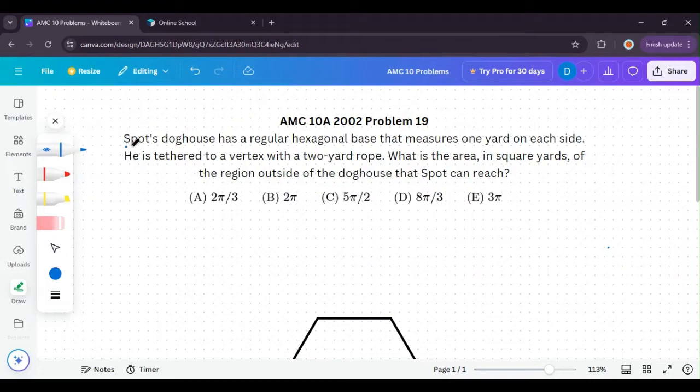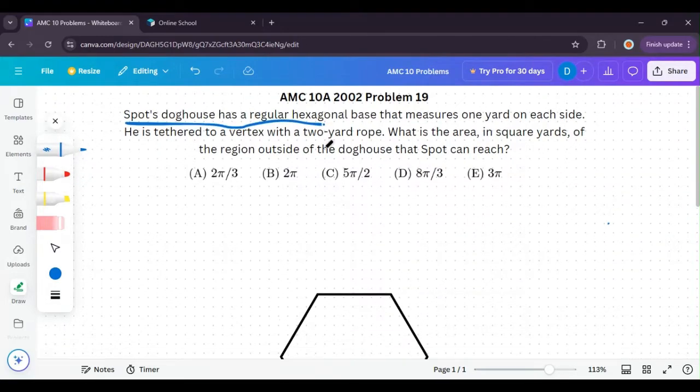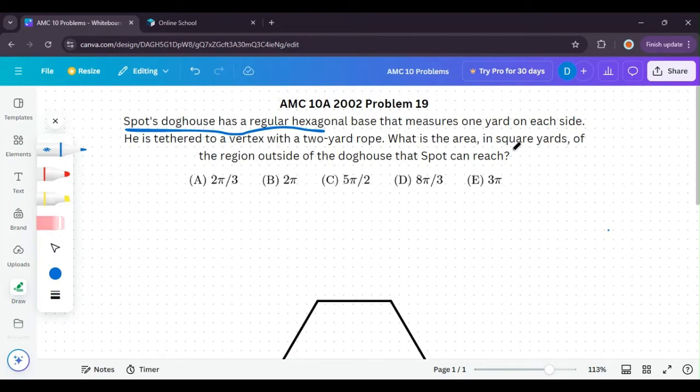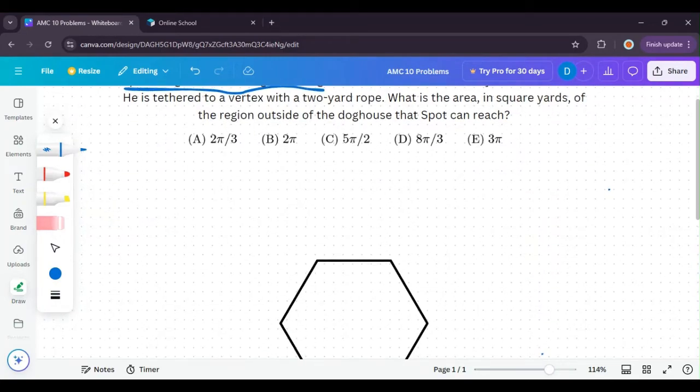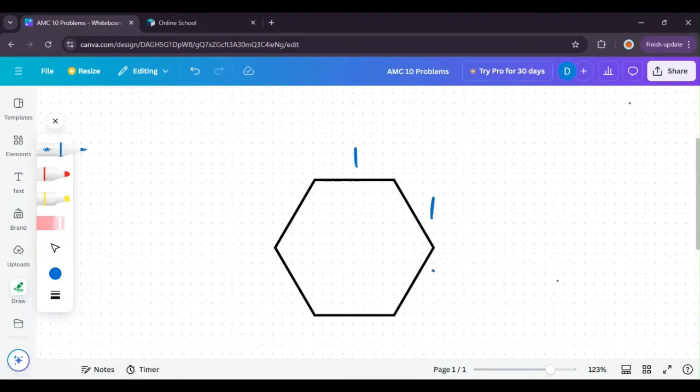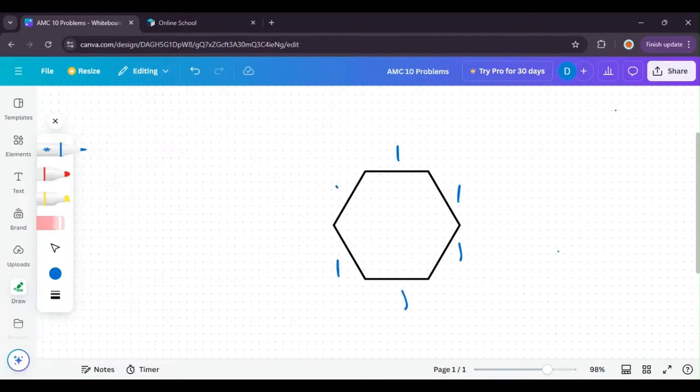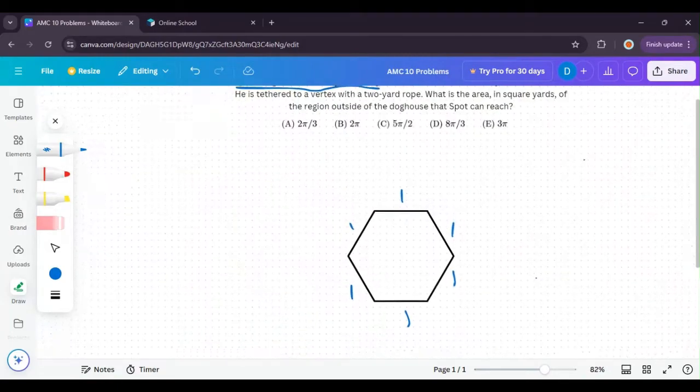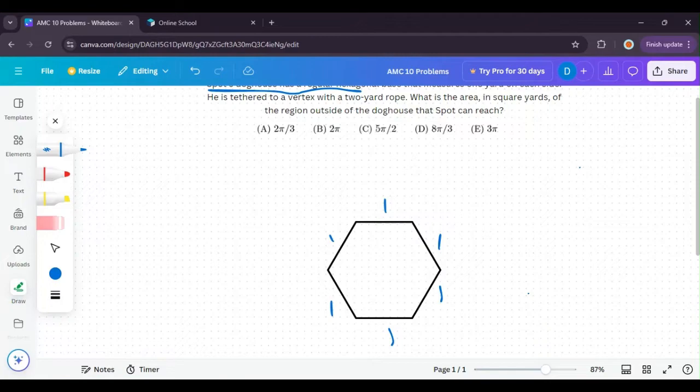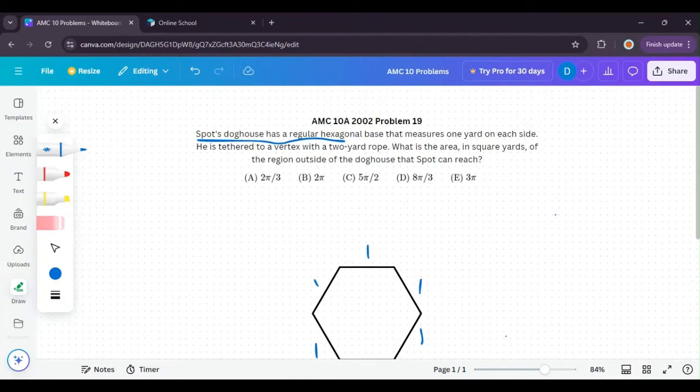Go step by step. Spot's dog house has a regular hexagonal base. We already have that, and that measures 1 yard on each side. So we have to label this 1 yard on each side. Just make sure that you know that the units are yards. And in geometry problems, you want to make sure that you label everything first, and understand and solve after.